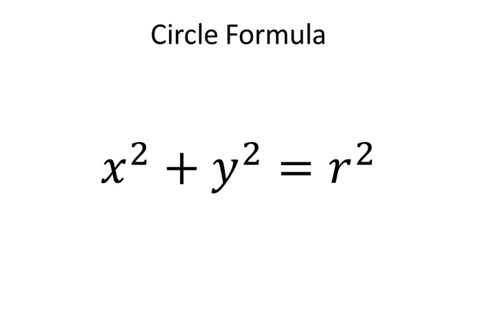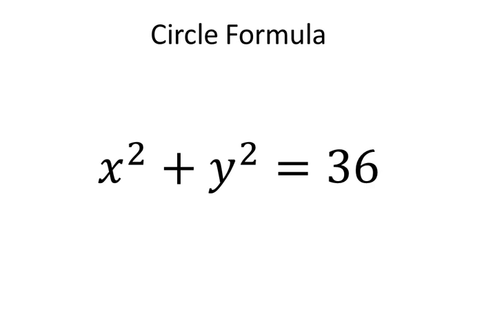So to get to ellipses, let's start with the circle formula. You're familiar with x squared plus y squared equals radius squared. Here's an example circle. X squared plus y squared equals 36. This would be a circle that begins with a radius of 6.